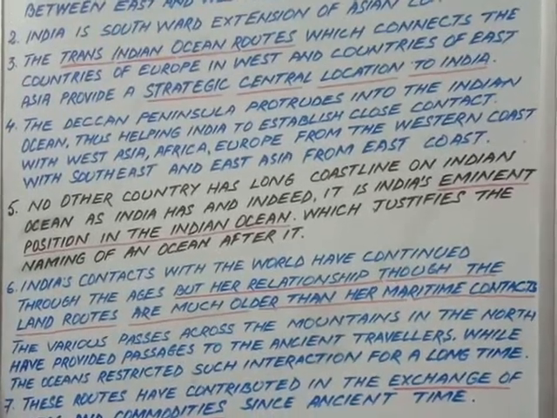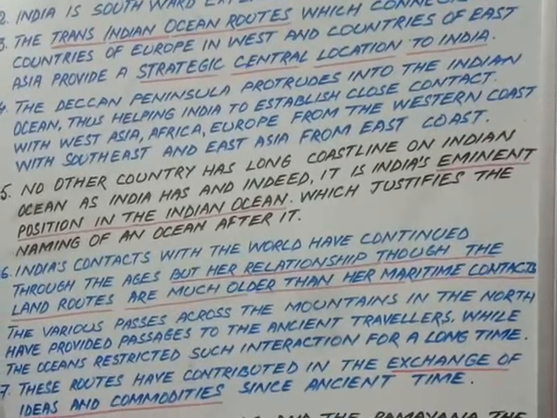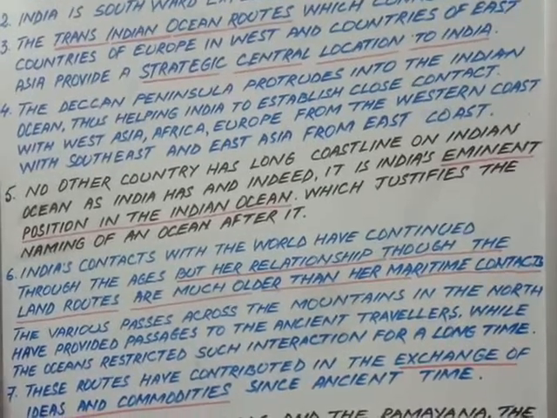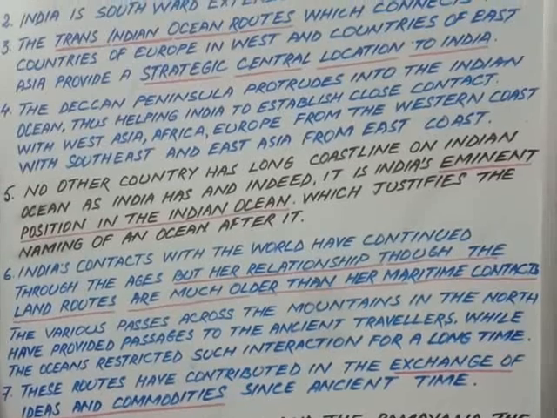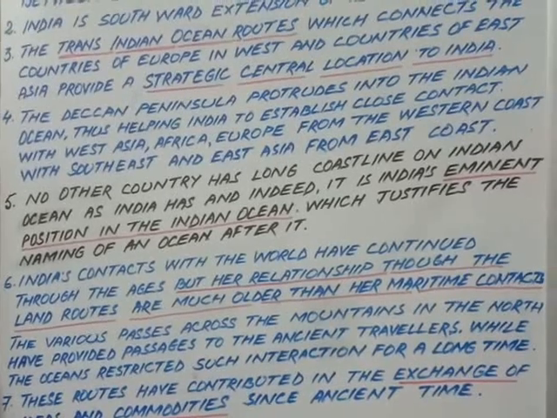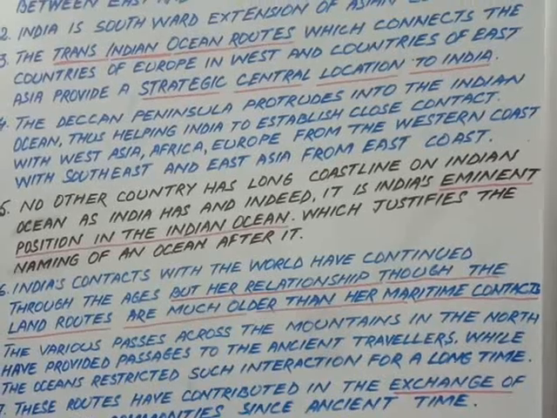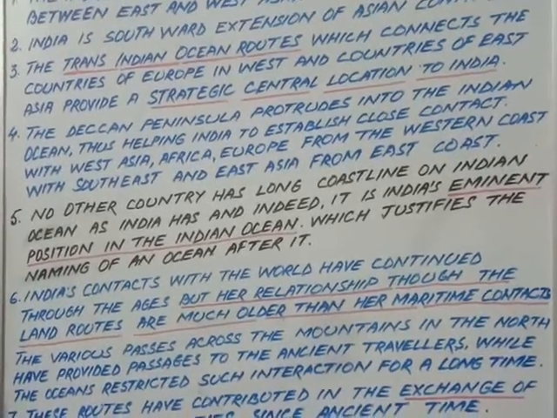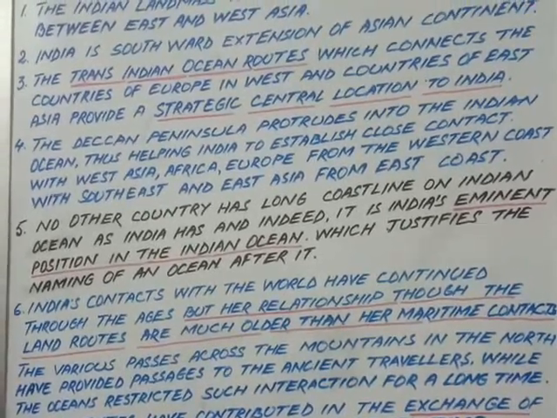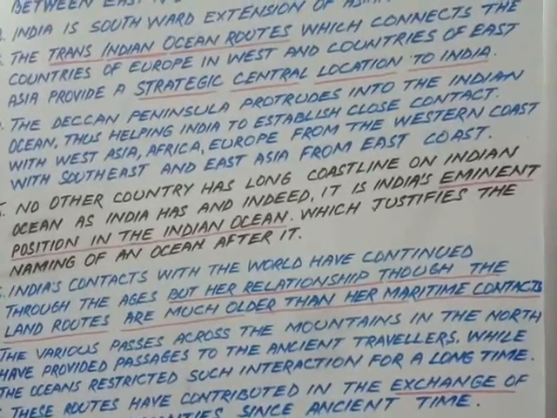Now, point number 5. No other country has a long coastline on the Indian Ocean as India has, and indeed, it is India's eminent position in the Indian Ocean which justifies the naming of it after India. If you see all the countries on the Indian Ocean, you will see India is the only country which has the maximum coastline, and that's why it is the only ocean in the world which is named after India. India has the longest coastline in this ocean, and that's why the name Indian Ocean is justified.